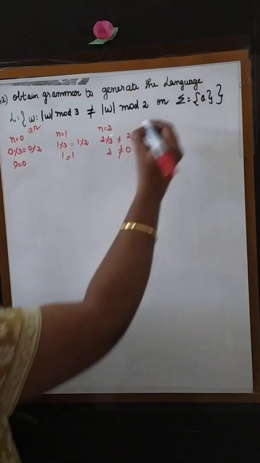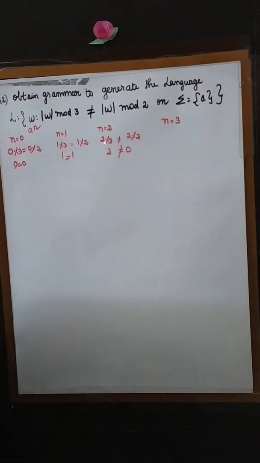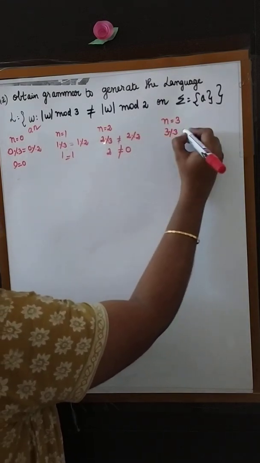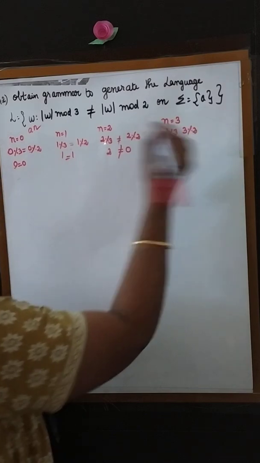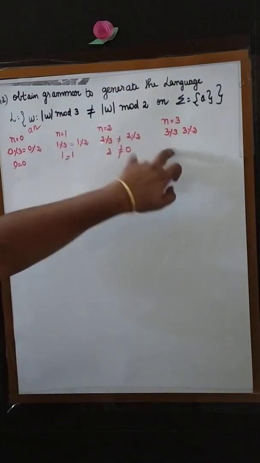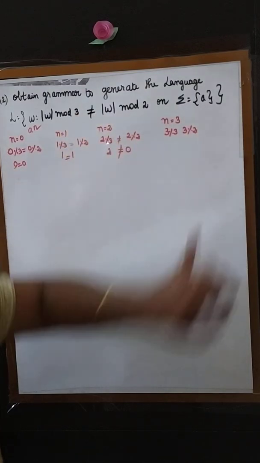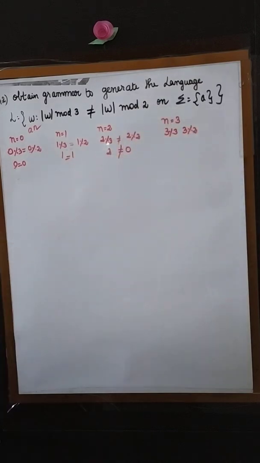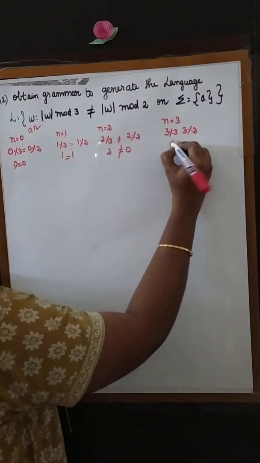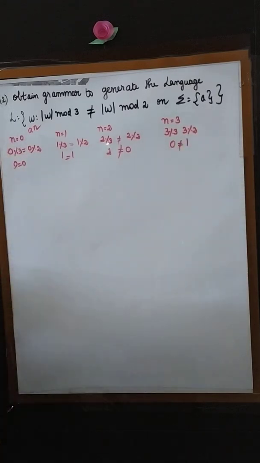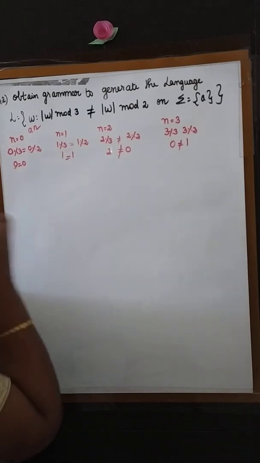Next I am taking my n as 3. When n is 3, I get 3 mod 3 and 3 mod 2. This number should be taken modulo 3 and the other 3 should be taken modulo 2. What will be the remainder? I will get 0 here and 1 here, which is also not equal. They didn't mention which should be greater, nothing. They told you only that it should not be equal. That's it.